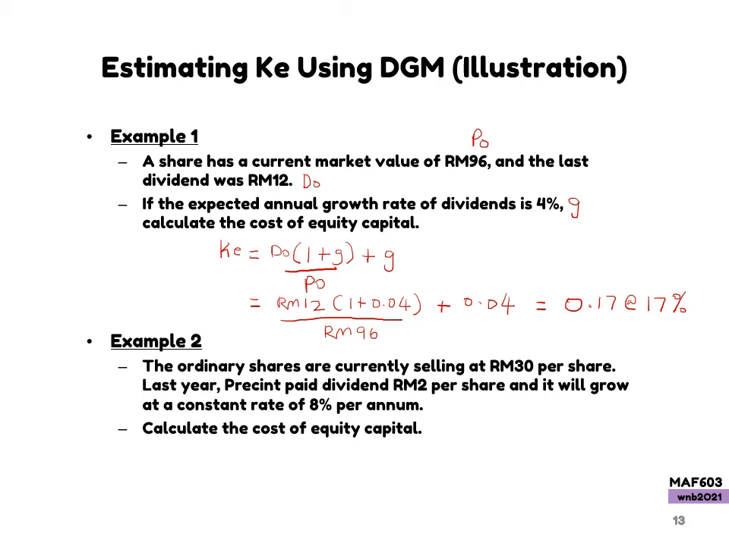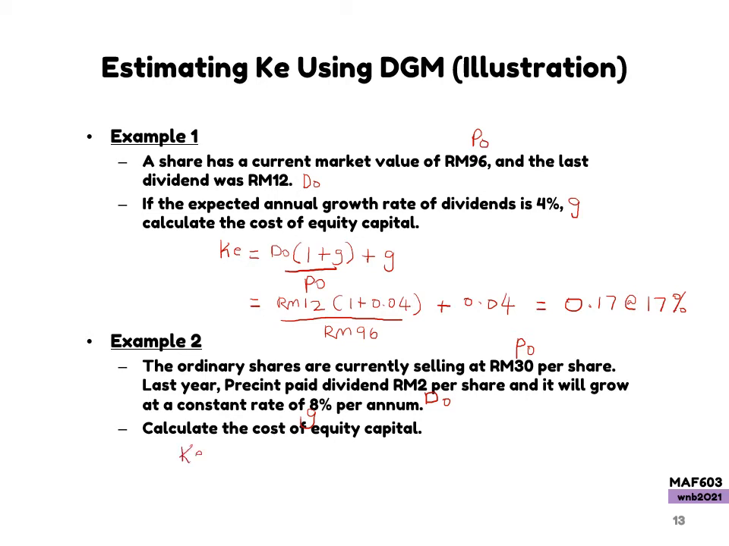We will do the same for example 2. Ordinary shares are currently selling at 30 ringgit per share. This one is P0. Last year, Precinct paid a dividend of 2 ringgit per share. 2 ringgit is D0, and it will grow at a constant rate of 8%. This one is G. Calculate the cost of equity capital.